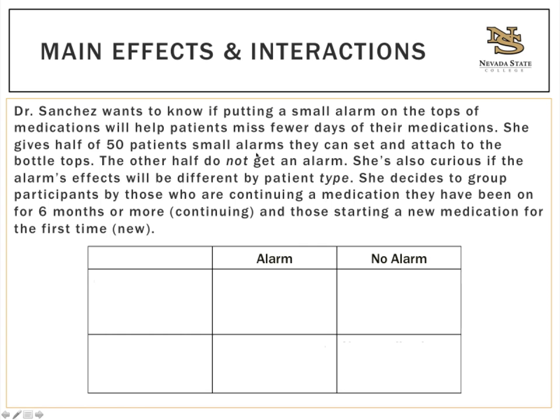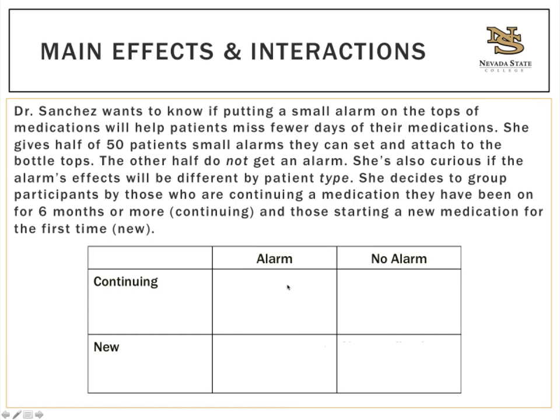So we know that half of our participants have an alarm for their medication and half of our participants do not. Okay, so because this is 50 patients, we would assume 25 and 25 for each. The other thing that's happening is that we have some patients continuing a medication and some who are not. So what we're going to do is what we call crossing these two variables.